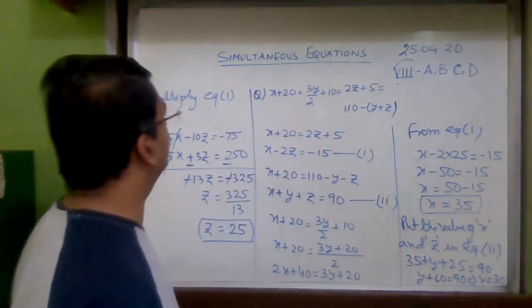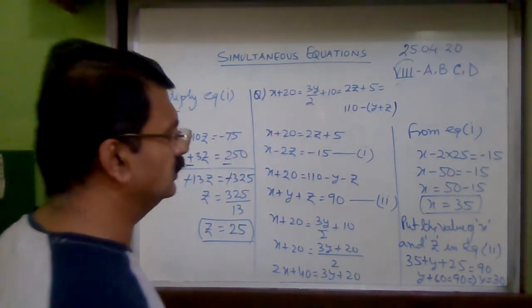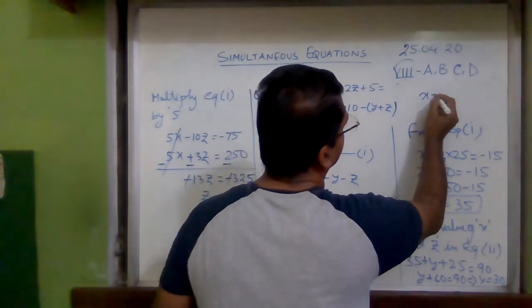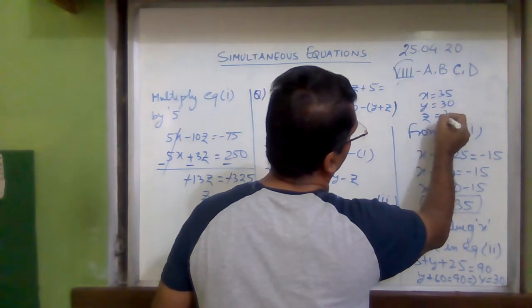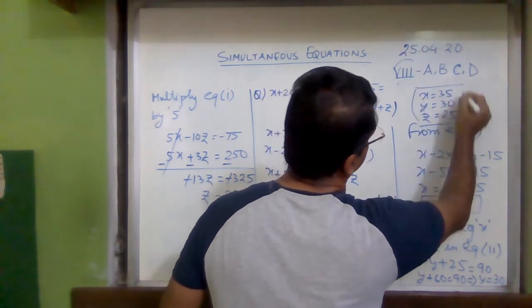So you can see we have found x is equal to 35, y is equal to 30 and z is equal to 25. And that is our answer.